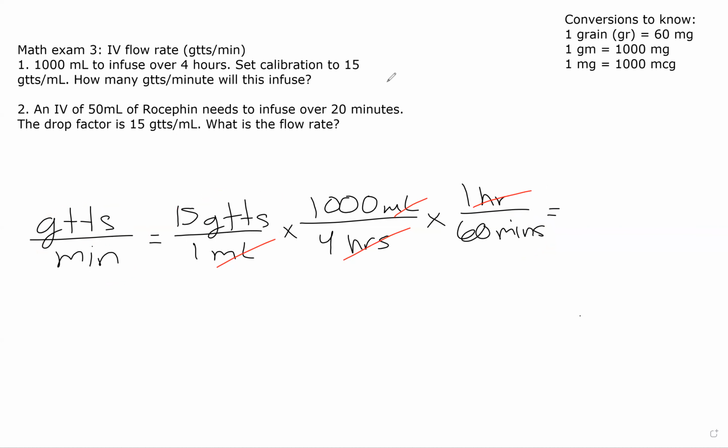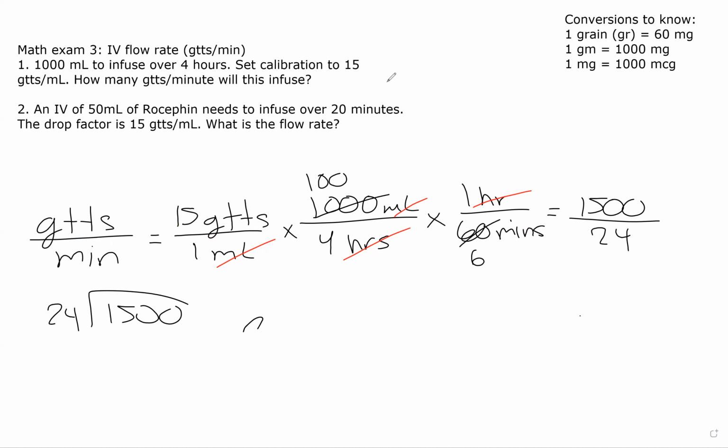So I'm going to cross cancel here. I'm going to do 1,000 divided by 10 and make it 100. 60 divided by 10 can be 6. That leaves us with 1,500 divided by 24. 6 times 4 is 24. Oh, we can do that division over here. I'm going to say 24 goes into 150, maybe 4 times. 4 times 4 is 16. Plus 1, 2 times 4 is 8, plus 1 is 9, 96.